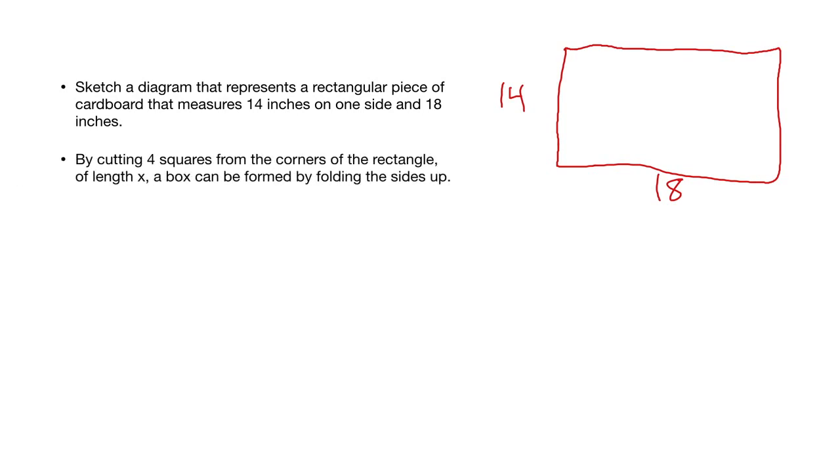Now, by cutting 4 squares from the corners of the rectangle of lengths x, so basically what I'm doing is this, and I don't know how long these are, but I do know that they're all squares and that they all are cut by the same amount, being x. Now you might be wondering, why would I do that?